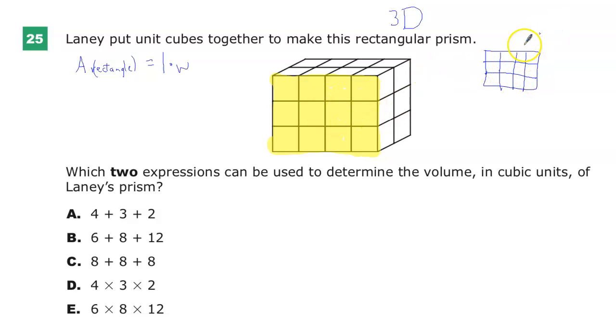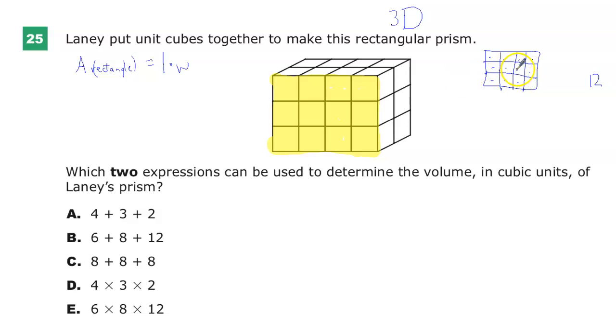Same thing, right? So if I want to know how many individual squares are inside, 1, 2, 3, 4, 5, 6, 7, 8, 9, 10, 11, 12. I'll have 12 units. But if I want to look at it in terms of, well, how do I figure that out without counting them all?